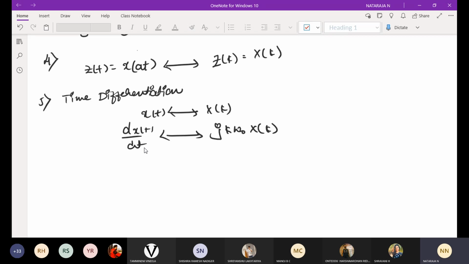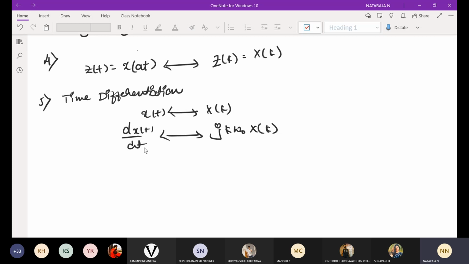Convolution in time. X of t has CTFS x of k, y of t has CTFS y of k. Z of t is equal to x of t convolved with y of t. If I apply CTFS for that, Z of k is equal to T into x of k into y of k. There we used n, here we are going to use capital T. Over a time period we are going to use it for convolution.